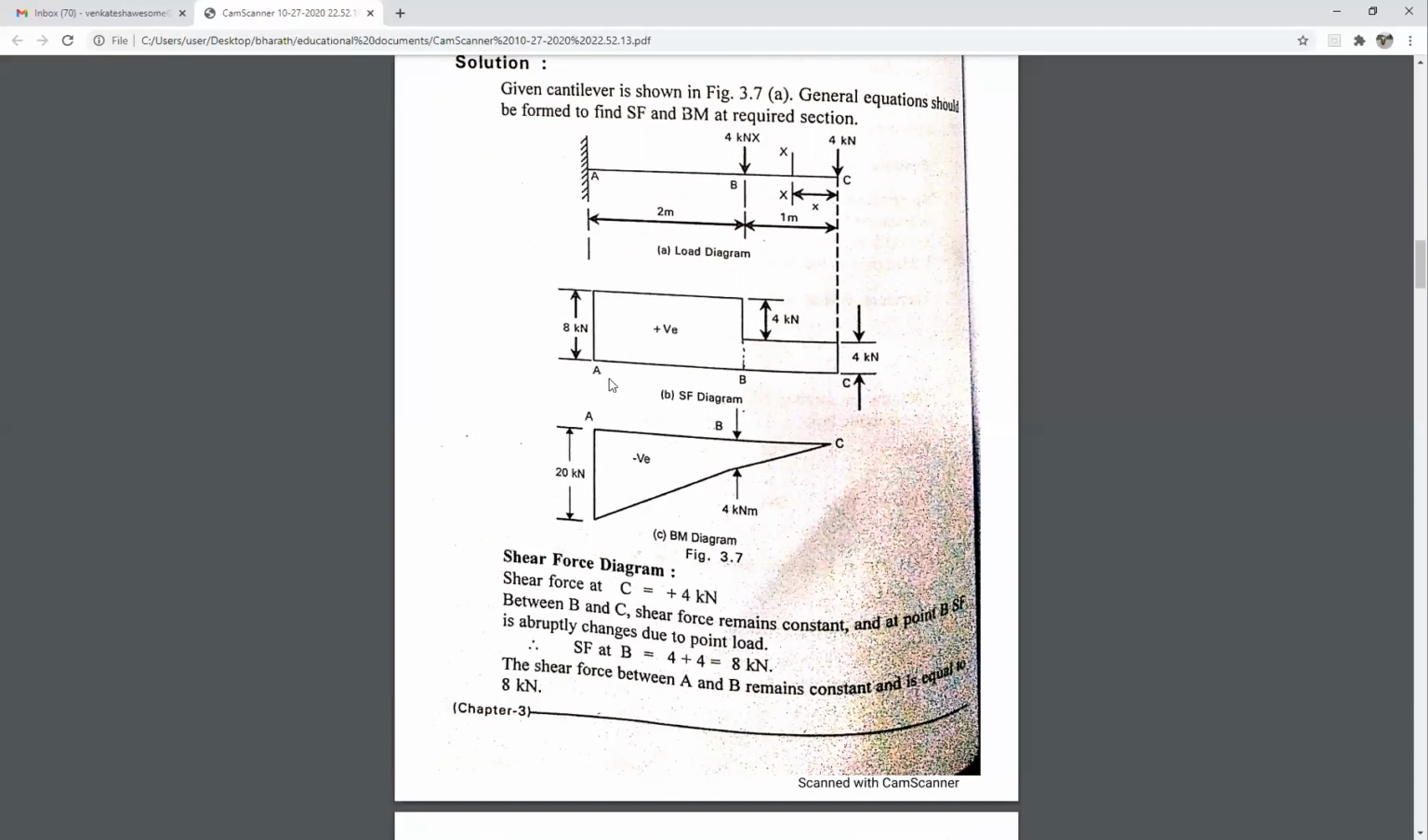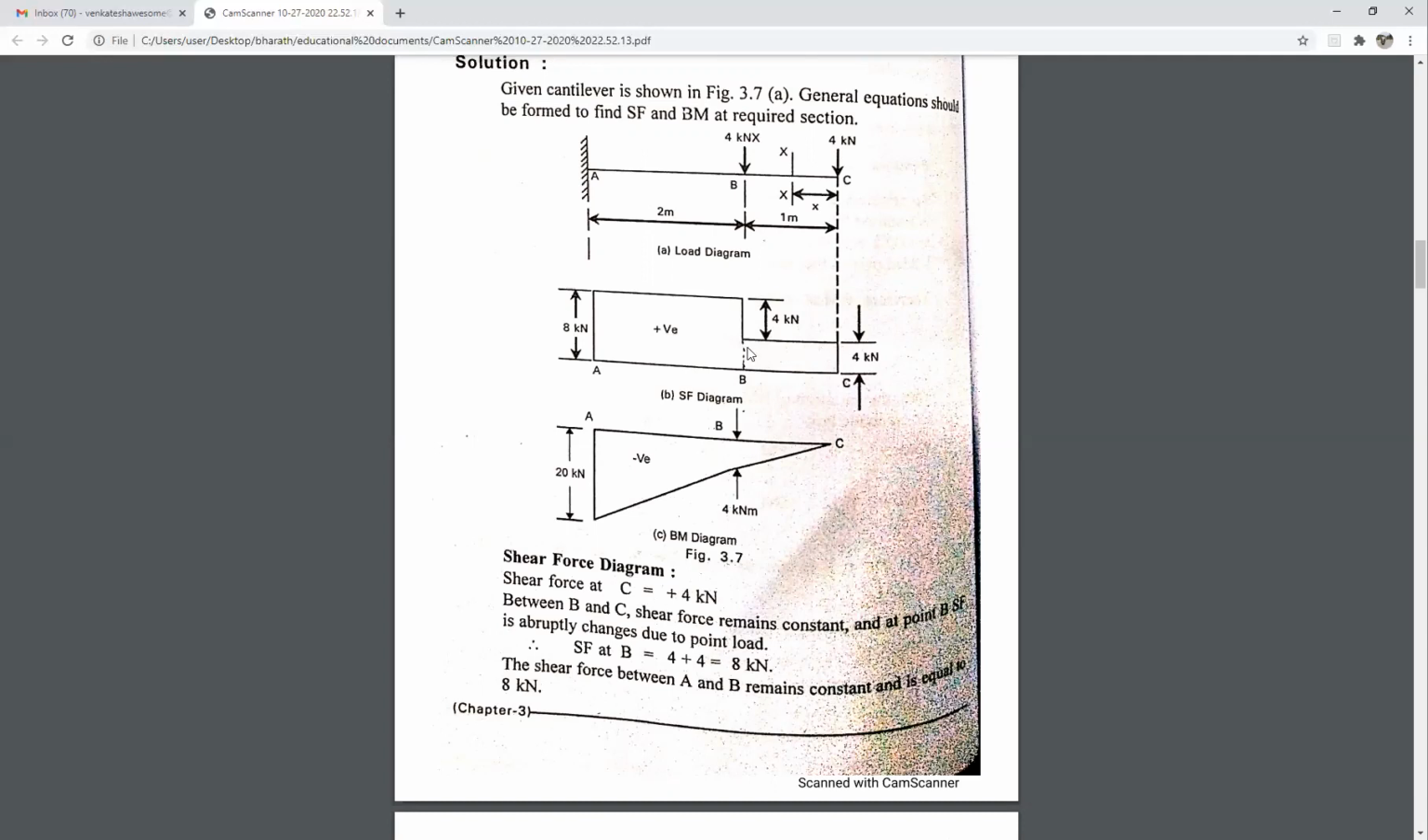First of all, just remember, draw a baseline here. This is the baseline ABC. At the point C, there is a 4 kilonewtons load. So 4 kilonewtons of shear force will be displayed by a straight line, in the sense of a vertical line. From here to here, there are no point loads, so the 4 kilonewtons will be constant up to the 1 meter.